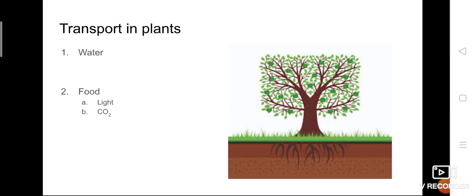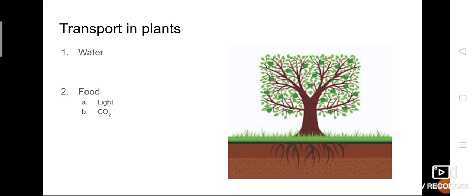If I want the minerals to reach the leaf of the plant, how will they get there? By the transport mechanism. Imagine in humans, all parts of the body need oxygen. Even though the lung is the respiratory organ, all the cells need that oxygen, isn't it? So the oxygen binds with the blood and is transported to all parts of the body, every cell from top to toe.